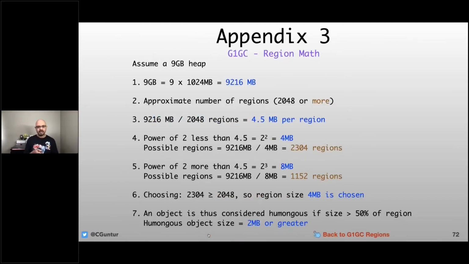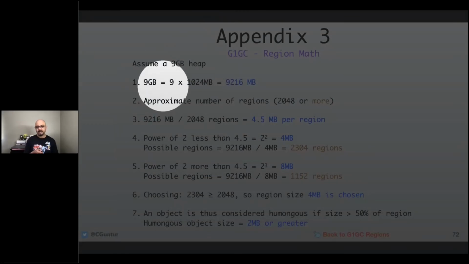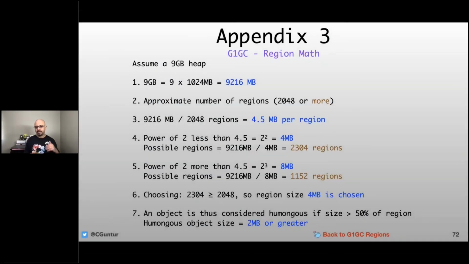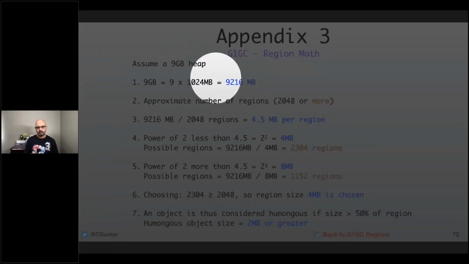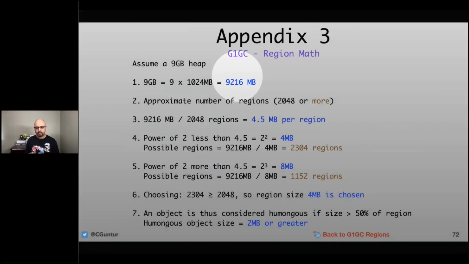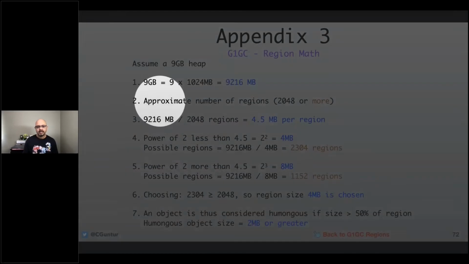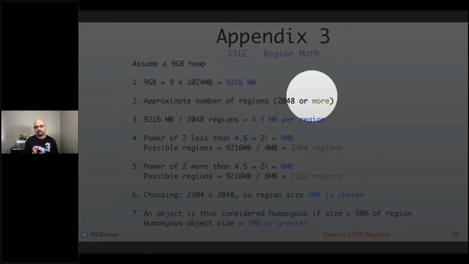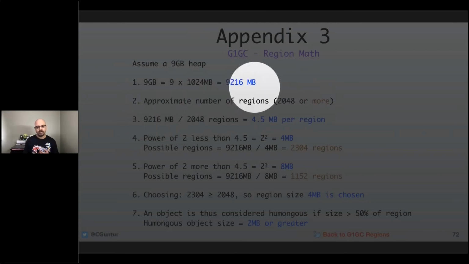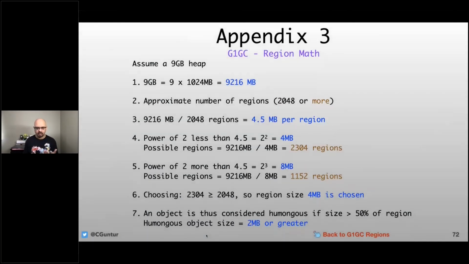If you have a 9 GB heap, this is how the math works. And this is basically how the JVM is calculating your regions for you. So it takes your 9 GB and converts it into MB. So it's basically a multiplication with 1024 MB, which is 1 GB each. So it creates a megabytes equivalent of your heap. Then it basically has to calculate the number of regions, which we determined to be 2048 or more. So it divides the current memory by 2048, and therefore it gets 4.5 MB per region as its logical choice.